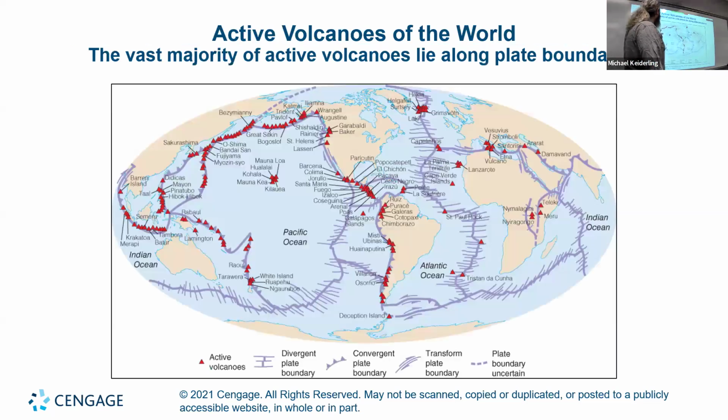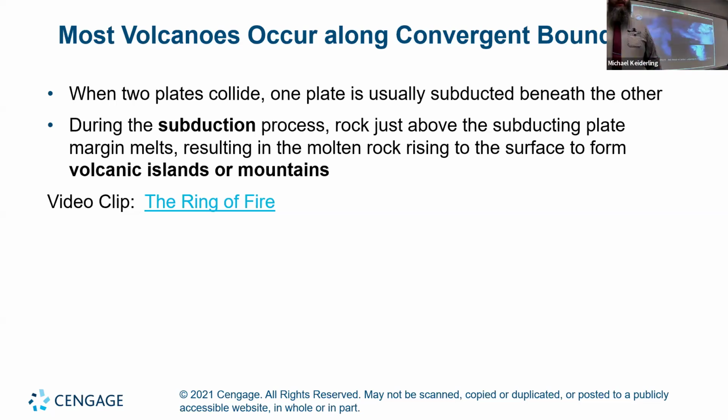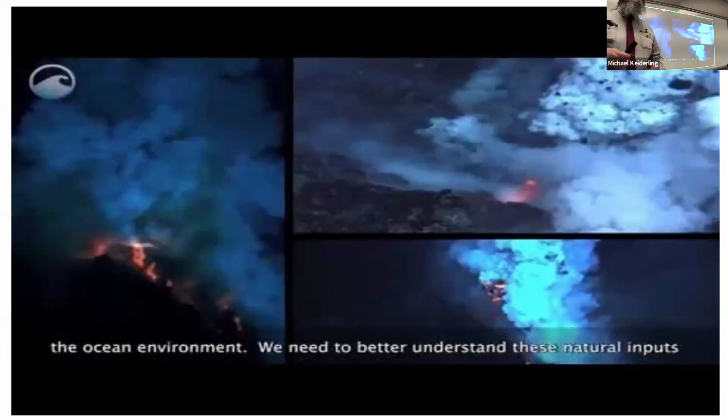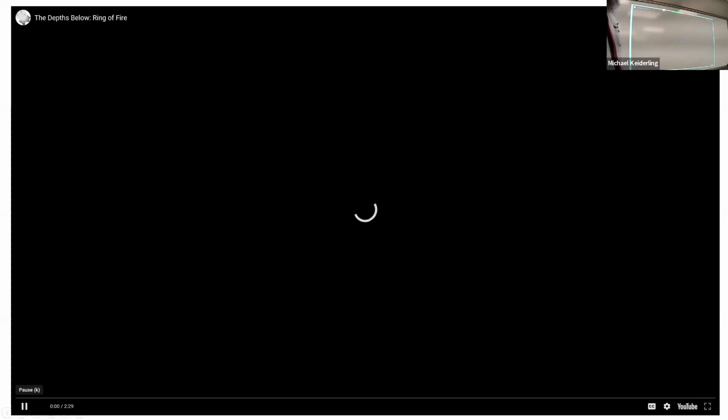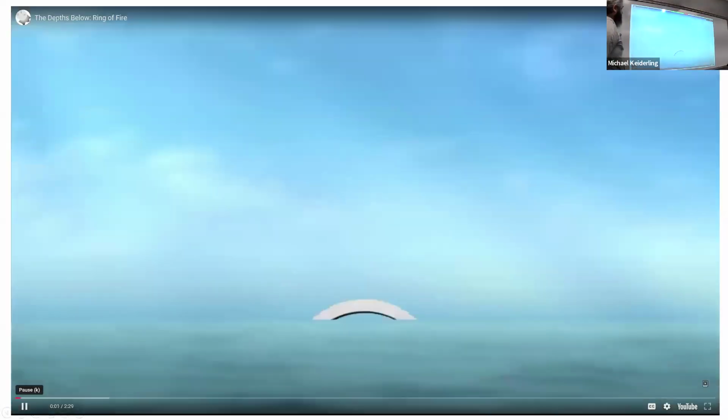So, all of Japan, the Aleutian Islands in Alaska, things like that. And that ring around the Pacific is known as the Ring of Fire because of all the volcanic activity. And most of it is underwater. So here's a video about that.